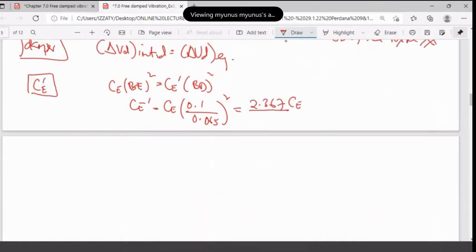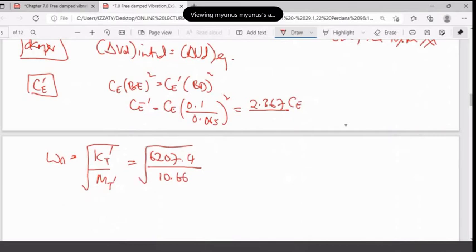So now, therefore, first is to define omega n. Omega n is KT prime divided by MT prime. So you bring the whole thing. What you calculated earlier was 6207.4 divided by your m, which is 10.66 just now. That will give you the result of 24.13, same as before.